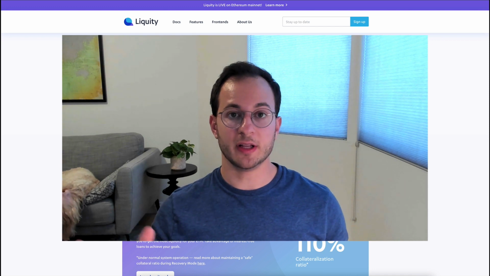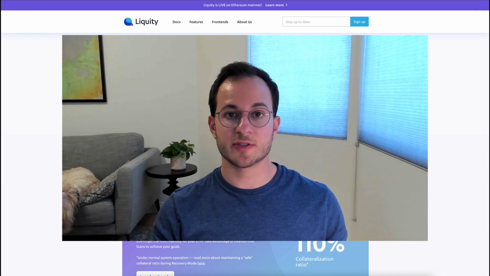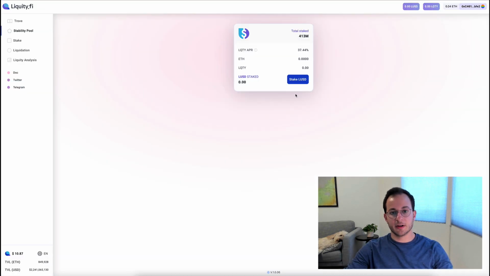Again, I have a video on this if you want in-depth details on how the protocol works, but it's essentially an interest-free lending protocol. So essentially, users stake ETH and then they can draw down the LUSD stablecoin against their ETH as collateral. Now, you don't have to worry about any of that if you just want to return on stablecoins. Now, you can see here that if you stake LUSD, which is their stablecoin, you'll receive a 37% APR paid out in the Liquity token.